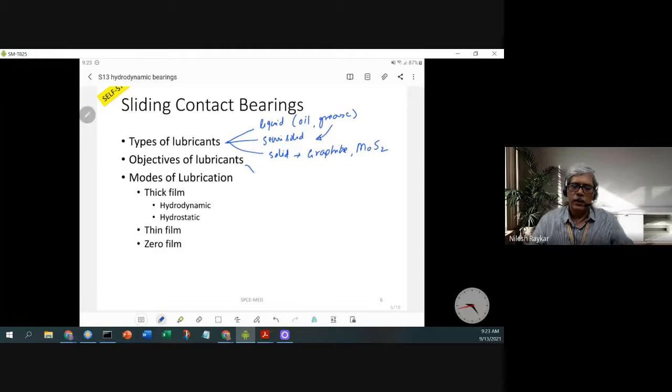The objective of a lubricant, obviously, first, is to reduce friction. In addition to that, they have some other auxiliary functions because of their presence. And one important function that this lubricant serves is dissipation of heat.